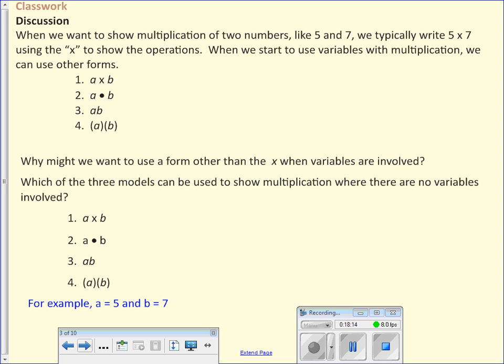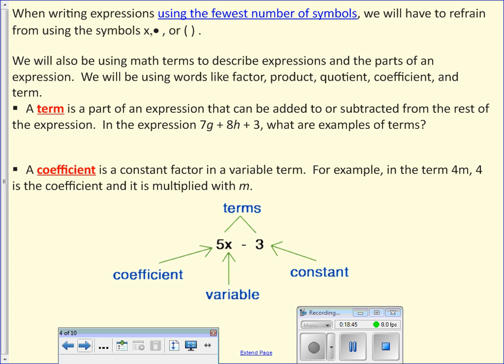All right, we already know that to write multiplication, if we saw A times B, we don't want to use the X because then the X could look like another variable instead of the multiplication symbol. So we know that we can use the dot. We know that we can put the two variables next to each other. We know that we can also use parentheses, because we want to get rid of using that X so that it doesn't look like another variable.